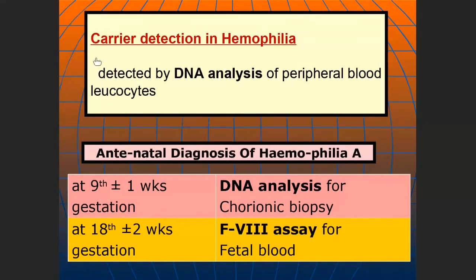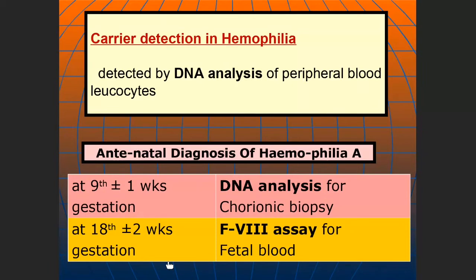How can we detect a hemophilia carrier? How do we know that this female is a carrier? This is done by DNA analysis of peripheral blood leukocytes. We take leukocytes from the peripheral blood and do DNA analysis to see the defective gene.